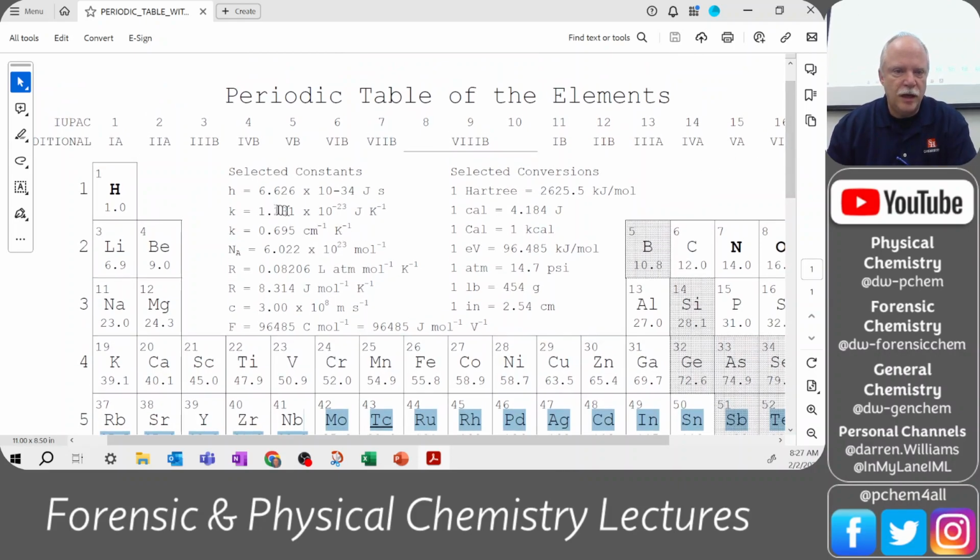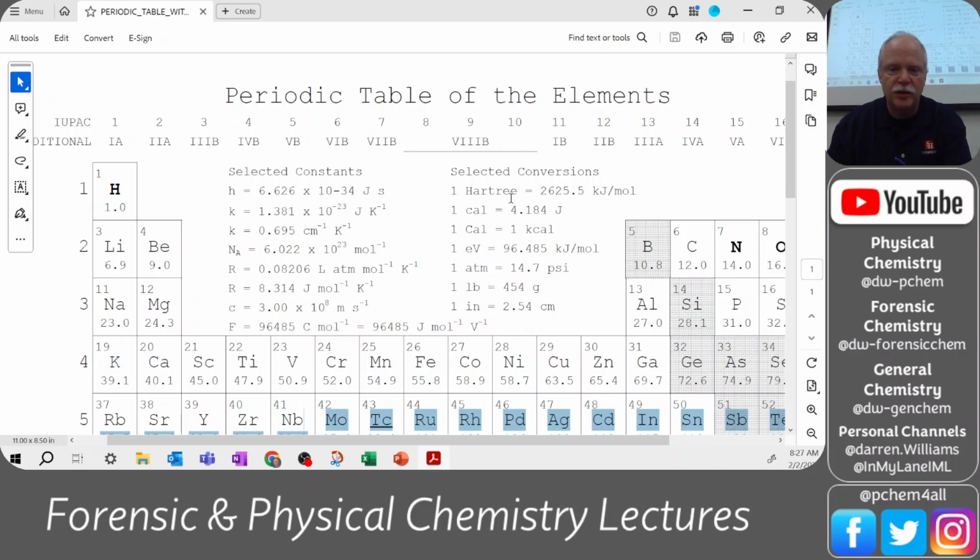So you've got Planck's constant in joules per Kelvin. You've got Boltzmann's constant. It really should say k over hc to be technically correct: 0.695 wave numbers per Kelvin. Avogadro's number. You have the gas constant for using the ideal gas law, in liter atmospheres per mole Kelvin. And then you've got the gas constant in joules per mole Kelvin. Faraday's constant, which we won't use until later in the semester.